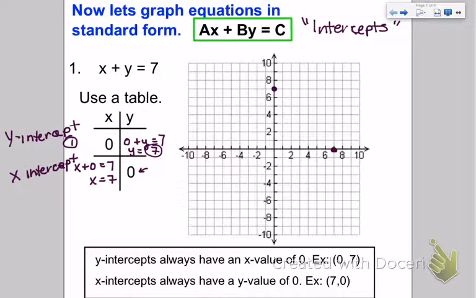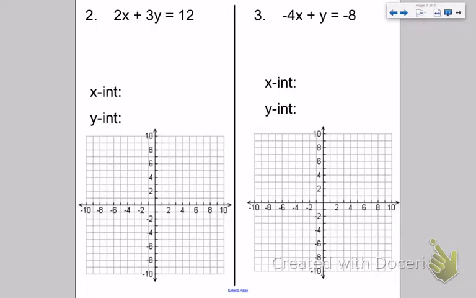So we have 2 points, and we know that 2 points make a line. And I'm going to try to hit both of them. There we go. We're going to do 2 more examples of this because they're not always going to be that easy. Sometimes we have lots of different numbers and we actually have to solve.